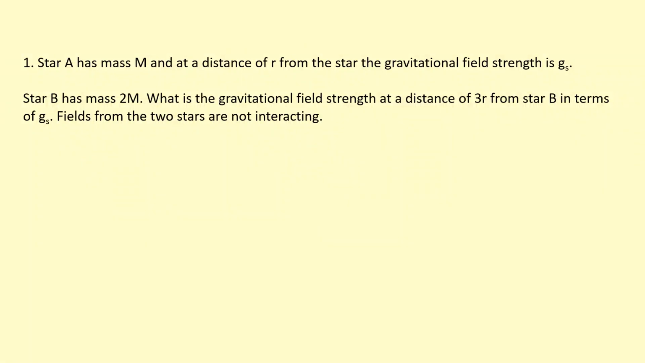In this example, we have star A, which has a mass of capital M. I'm going to draw that out like this. At a distance r from the star, the gravitational field strength is GS. So from the center of the star, we've got r distance, and the gravitational field strength is GS.